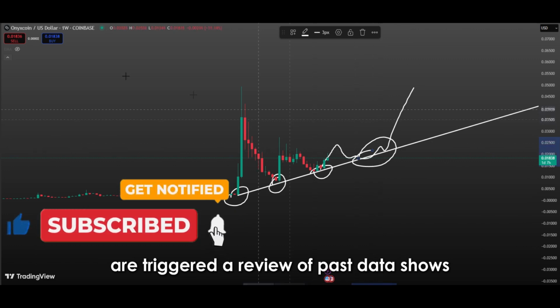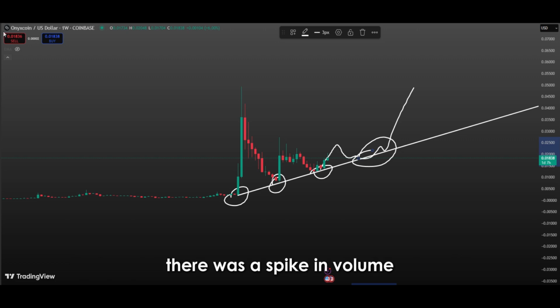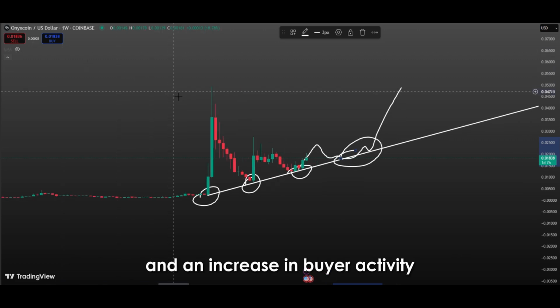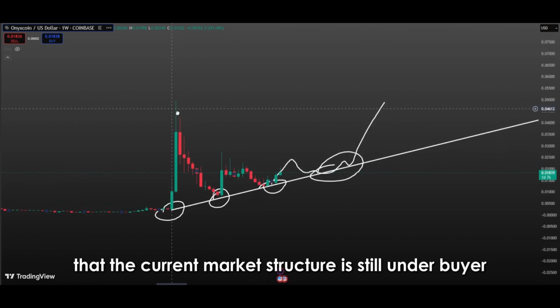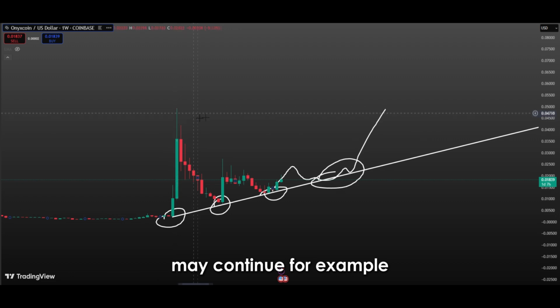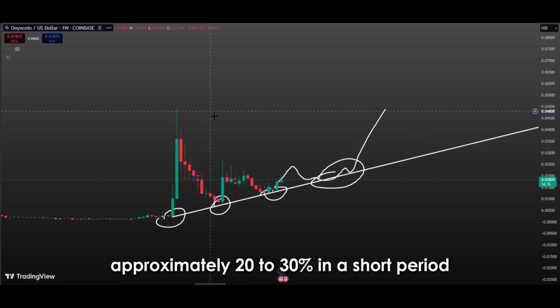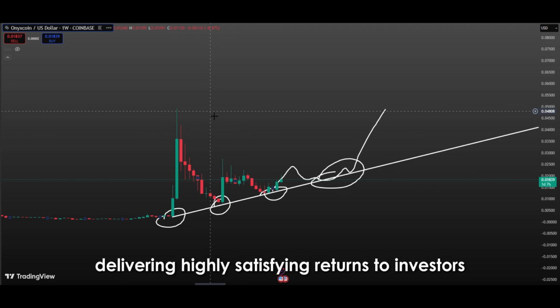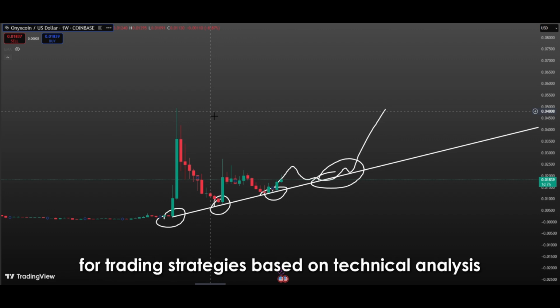A review of past data shows that each time the price approached this trend line, there was a spike in volume and an increase in buyer activity. This is a strong indication that the current market structure is still under buyer control and that the upward momentum may continue. For example, after touching this trend line in the past, the price has rallied approximately 20 to 30% in a short period, delivering highly satisfying returns to investors. Such past behavior serves as key reference points for trading strategies based on technical analysis.